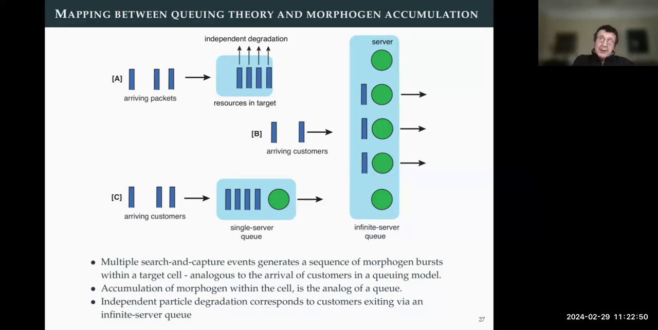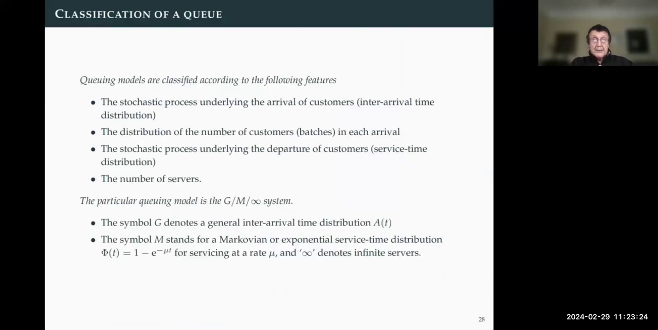The degradation or utilization is taken to be Markovian. That's the M in the queue. And because there's no constraint on how many resources are used up, at least in the idealized model, the number of servers is infinite. So there's no logjam. So you can model this distribution of resources across targets through a combination of search and capture and utilization of resources using a GM infinity queue. That's the main idea. That just summarizes what I just said.